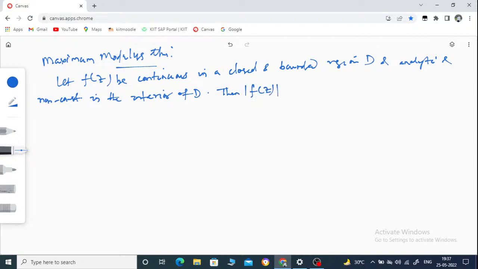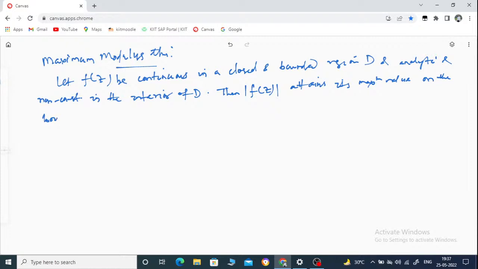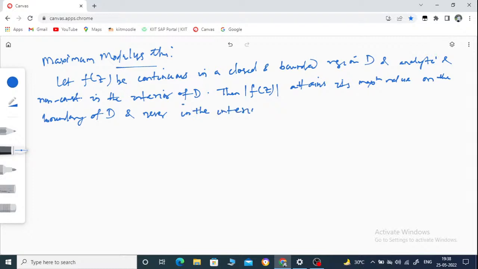Then the modulus of f of z attains its maximum value on the boundary of D, never in the interior of D. So if f of z is continuous in a closed and bounded region D, and f of z is analytic and also non-constant, not constant, in the interior of D, then the modulus of f of z attains its maximum value on the boundary of D.